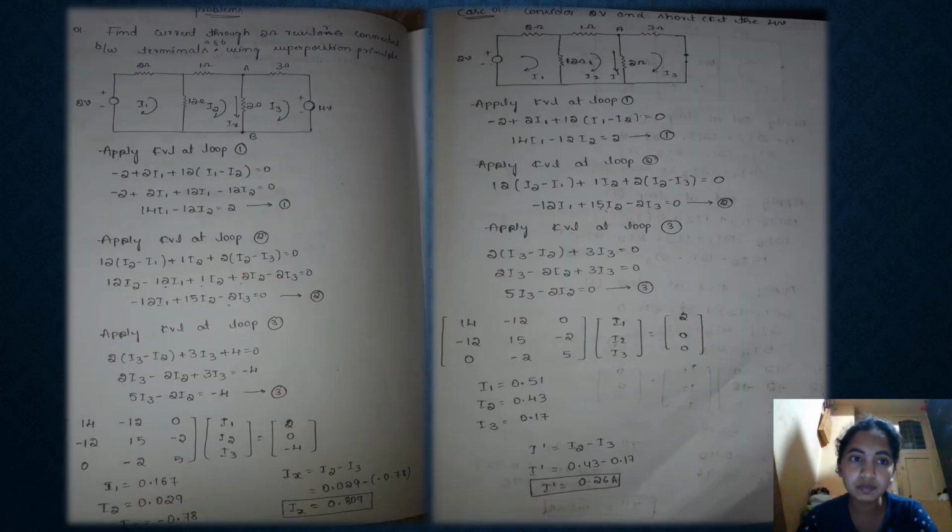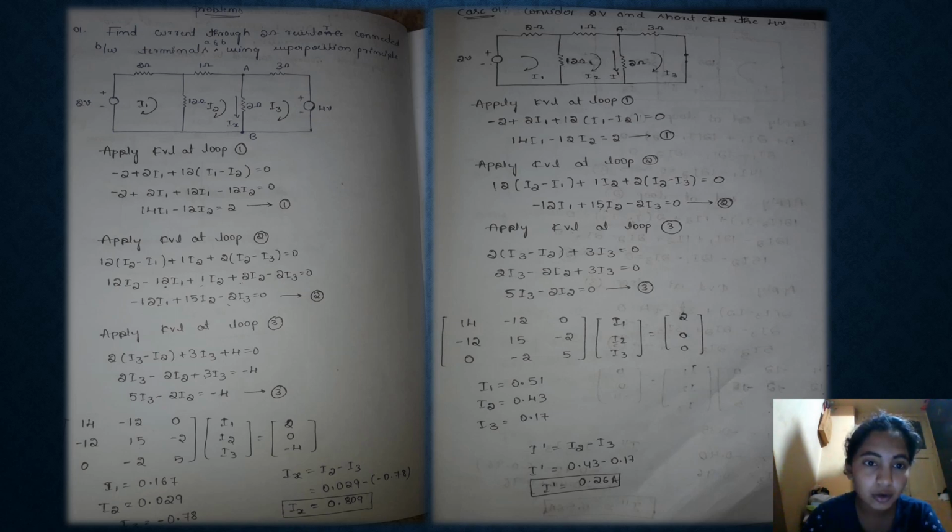Let us go to a problem: find the current through the 2 ohm resistor connected between terminals A and B using the superposition principle. We can see the diagram where there are 3 loops, I1, I2, I3. In I1 there are 2 ohm and 2 ohm, in I2 there are 12 ohm, 1 ohm and 2 ohm, and in I3 there are 2 ohm, 3 ohm, 4 ohm.